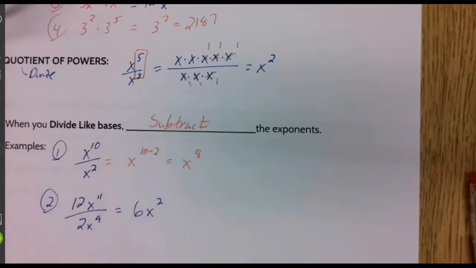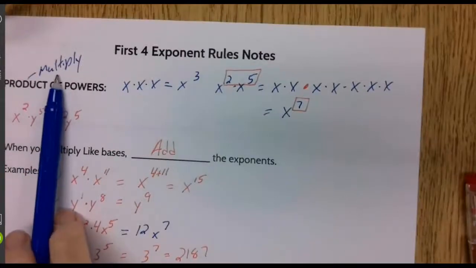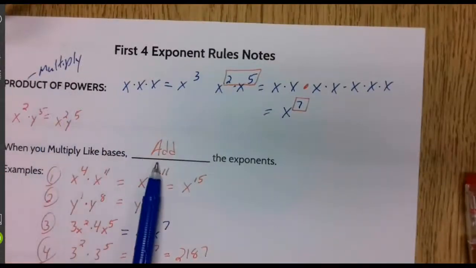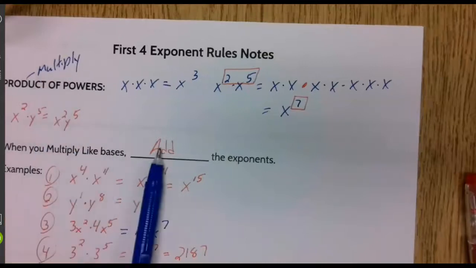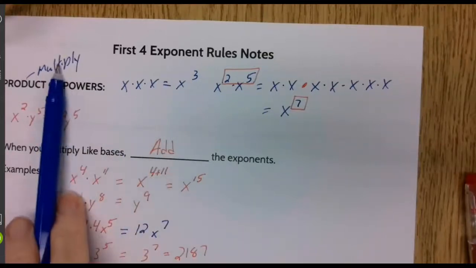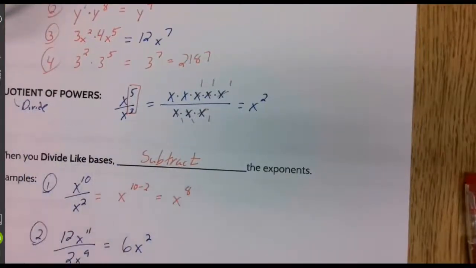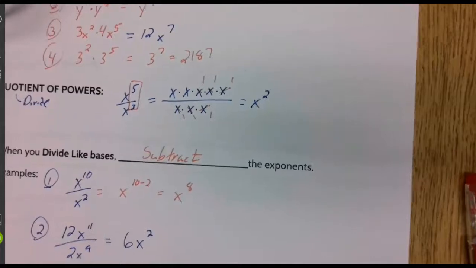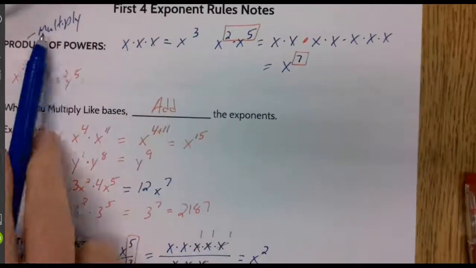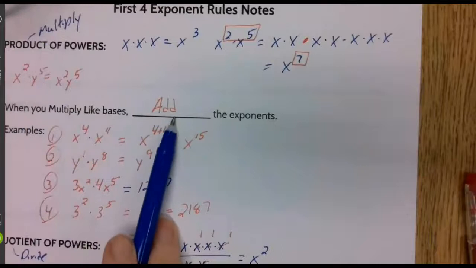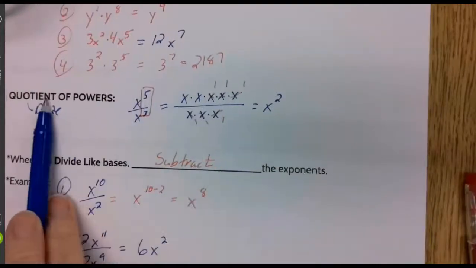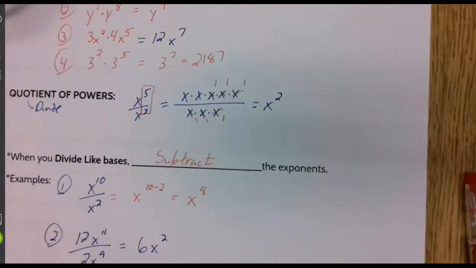Now, as you know, I always come up with weird ways to remember things. How do I remember this? When I think about multiplication, I think that addition is one step back from that. One step back from what I learned here. When I multiply like bases, I'm going to take one step back. When I divide like bases, I'm going to subtract. I'm going to take one step back as far as what I learned mathematically. I learned how to add, then I learned how to multiply, so I'm taking one step back. I learned how to subtract, then I learned how to divide, so I'm taking one step back.